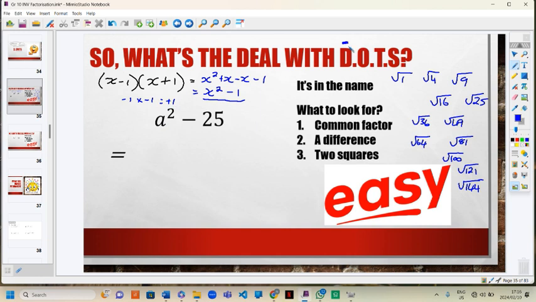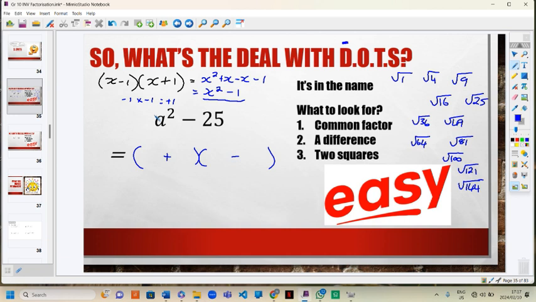But difference of two squares always needs a negative here. So what are the two signs that are always going to give me a negative here? It's always going to be a negative and a plus. So when I open up two brackets, I know that my signs are always going to be a plus and a minus, because a positive multiplied by a negative is always going to give me a negative. That's why the signs are always plus and minus.